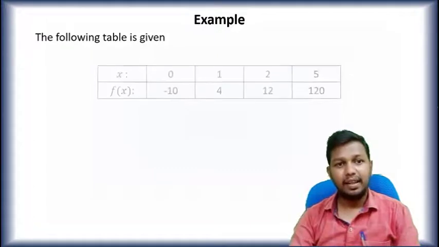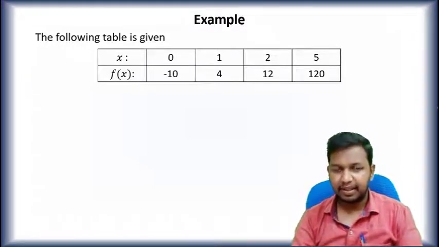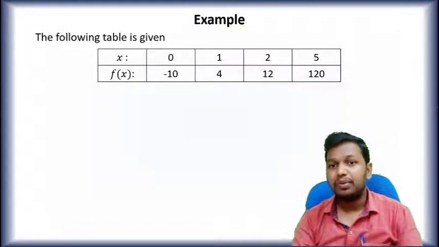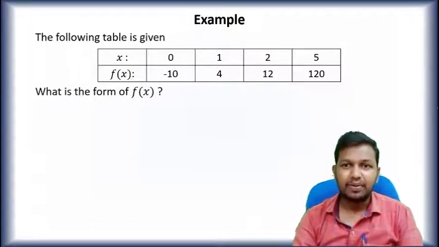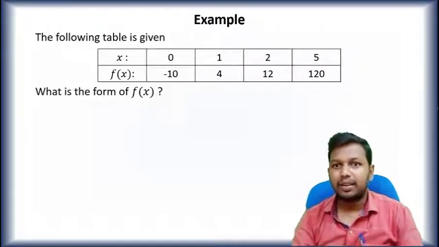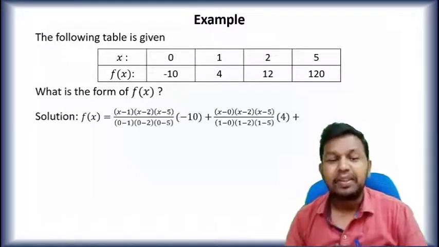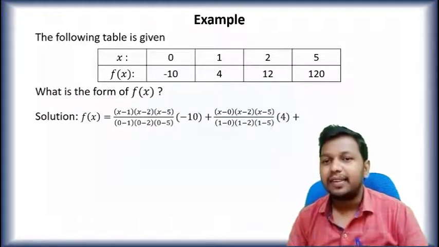That is, given the table, x is 0, 1, 2, 5. The corresponding function values are minus 10, 4, 12, 120. Then find f of x. That means we have to find the polynomial in terms of x. Solution. Substitute the corresponding values.